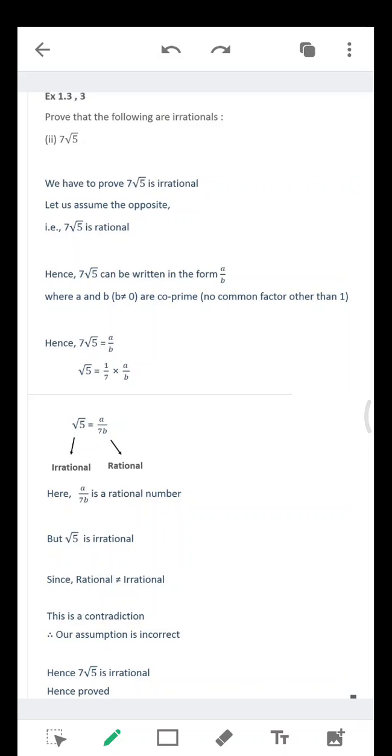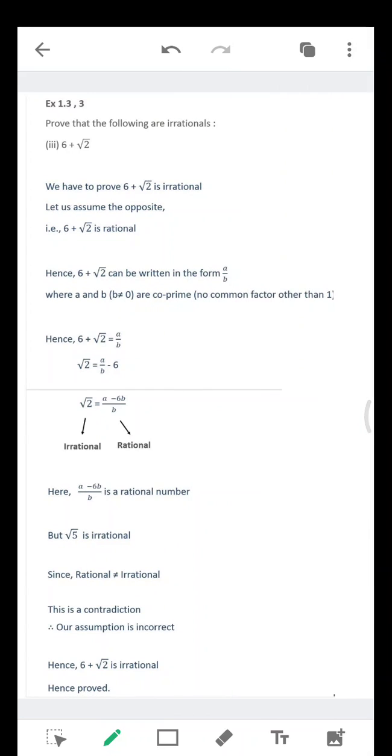So a by 7b is rational and this is irrational. So again we write rational is not equal to irrational. Very simple and very important concept. If you concentrate, you can easily understand, and you can even do it in the exam also. So again I write this is a contradiction, so our assumption is incorrect or wrong. So hence 7 root 5 is irrational.